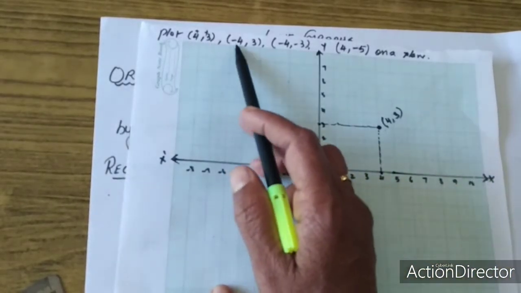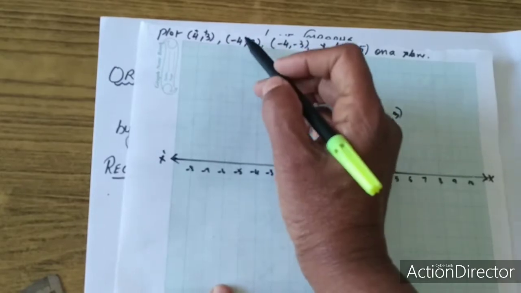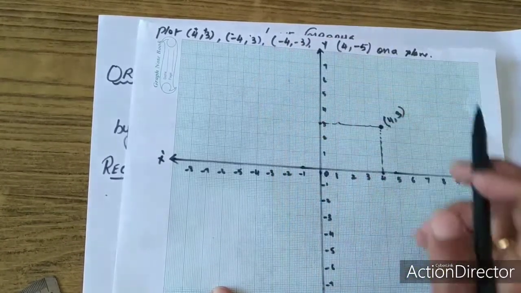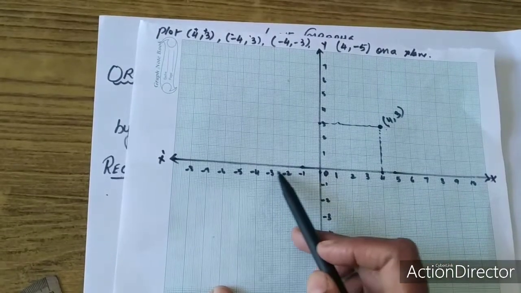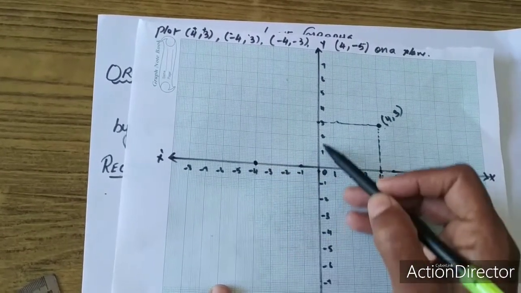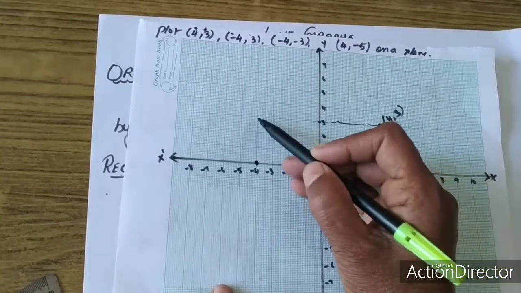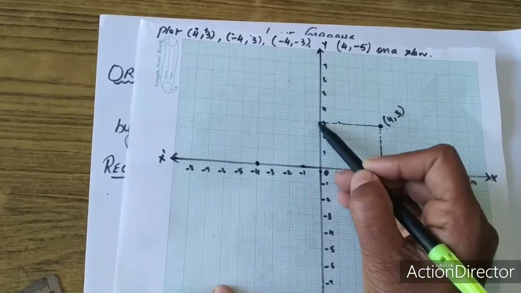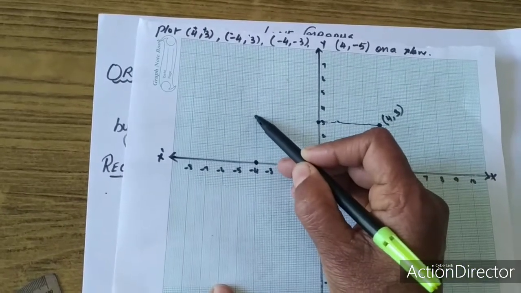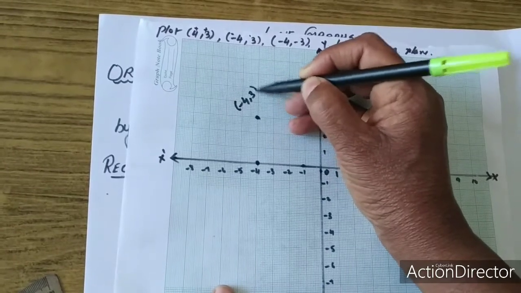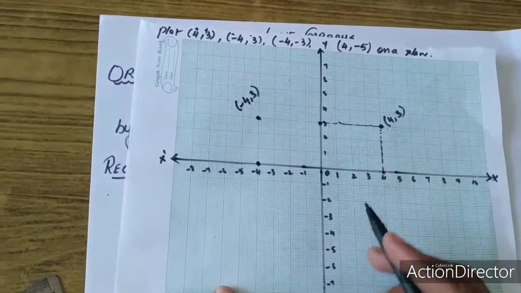Next one is minus 4, 3. Here x is negative and y is positive. So x is negative, so find out minus 4 on the negative x-axis, and y is positive, so y is positive 3. So the point of intersection where minus 4, 3 is intersecting is here. So it falls in the second quadrant.